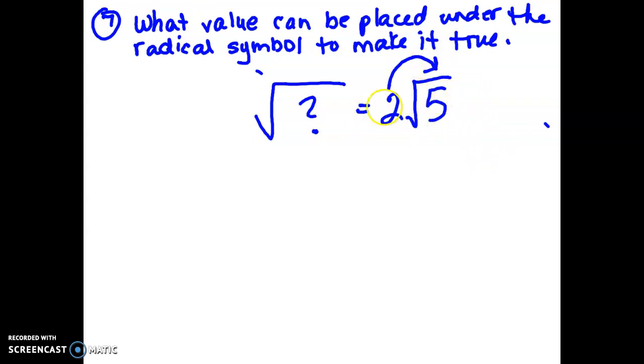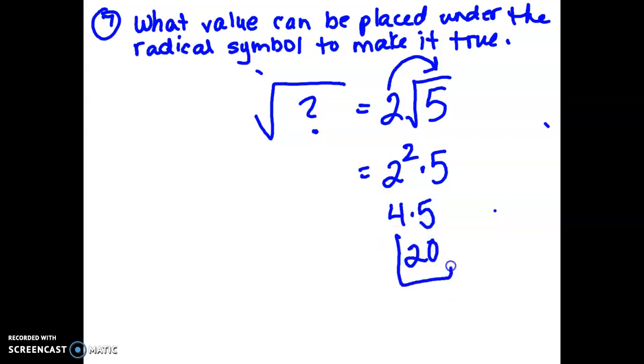Instead of the square root, to go back in, you'd take the 2 and square it and then multiply by the 5. So 2 squared would be 4, and 4 times 5 is 20. So the number that would go inside would be 20. And if you wanted to check it, you could start with radical 20 and simplify it. I've got 4 times 5 and I've got 2 times 2.